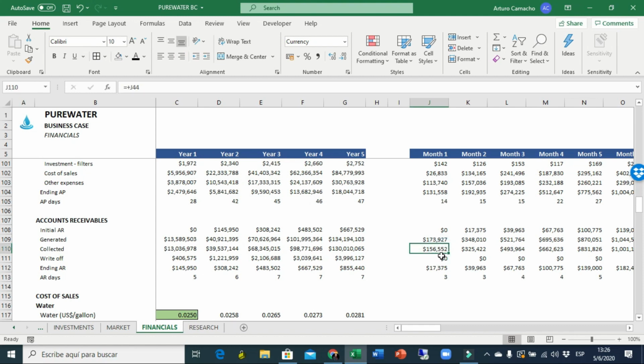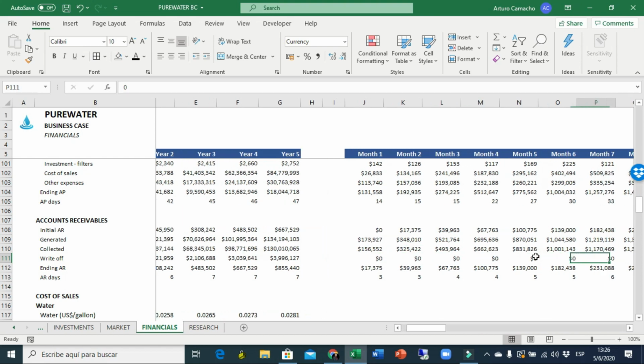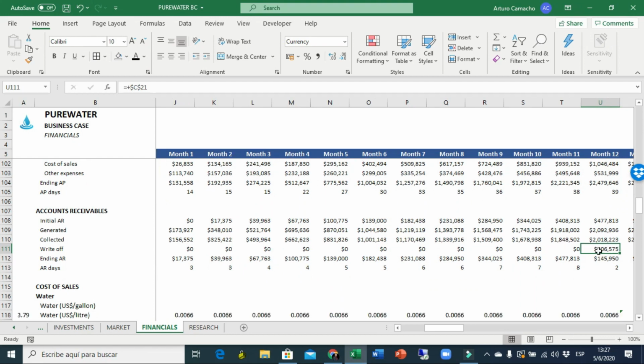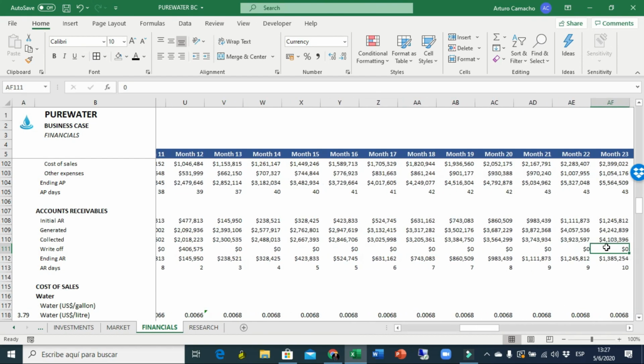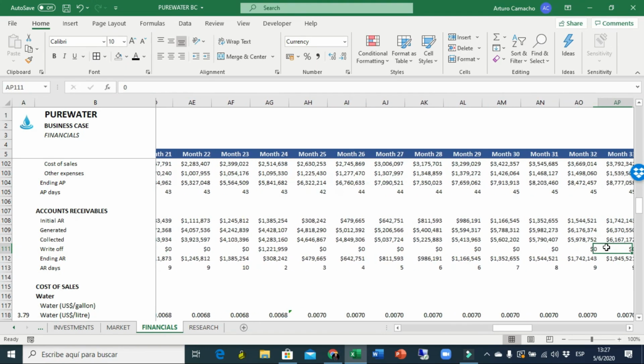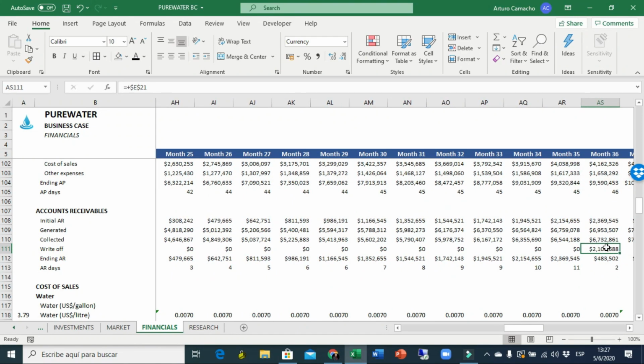Okay, write-off, it will be 0 except in month 12. In month 12, we will get the whole bad debt of the first year, then 0, 0, 0, 0, and by month 24, the whole bad debt of the second year, 0, 0, 0, 0, the whole bad debt of the third year, and so on.